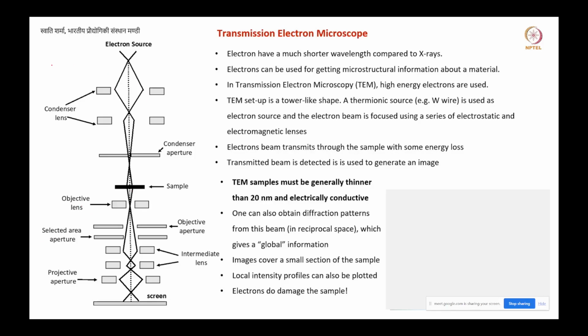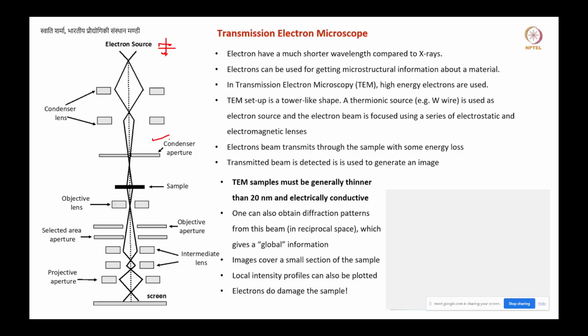setup configuration that you can see. Let's say this is your electron source, from where the electron is coming. Then you will have two condenser lenses. When the electron is coming, it will converge the electron beam so that it can focus. After that, this condenser lens again converges it, and it has to pass through the aperture.